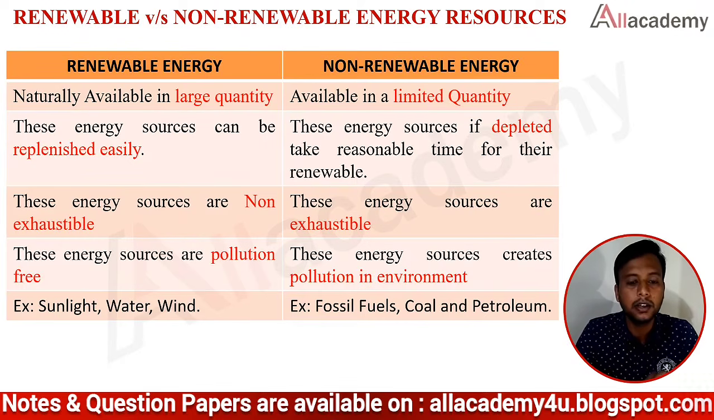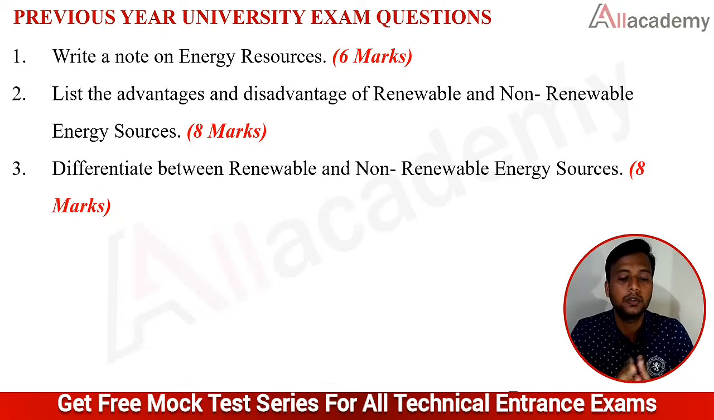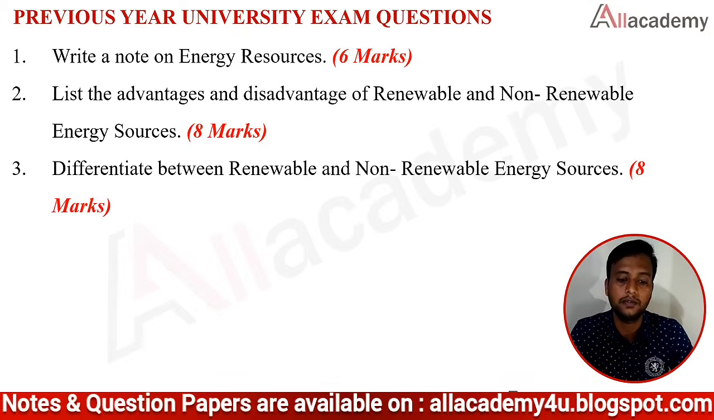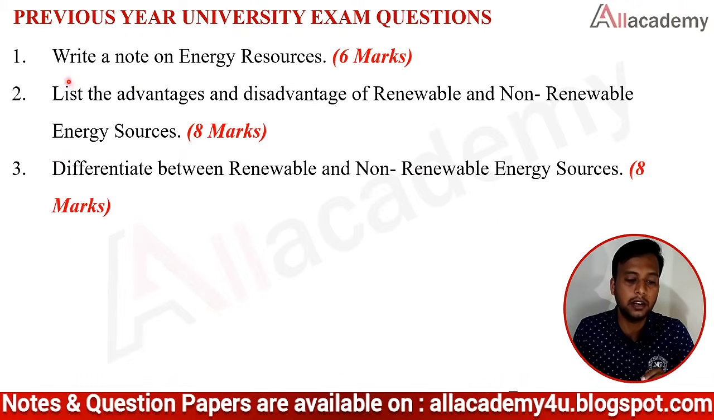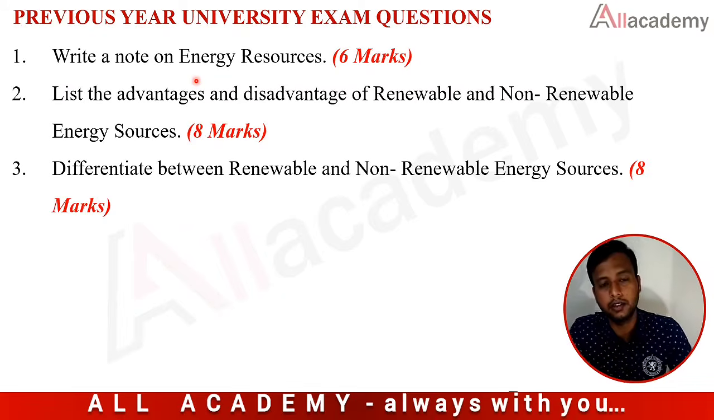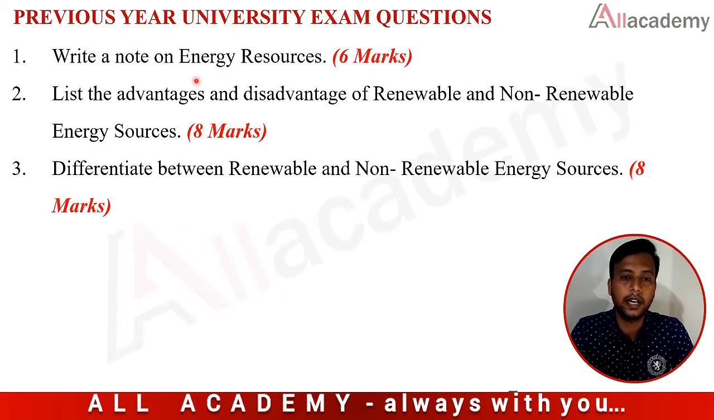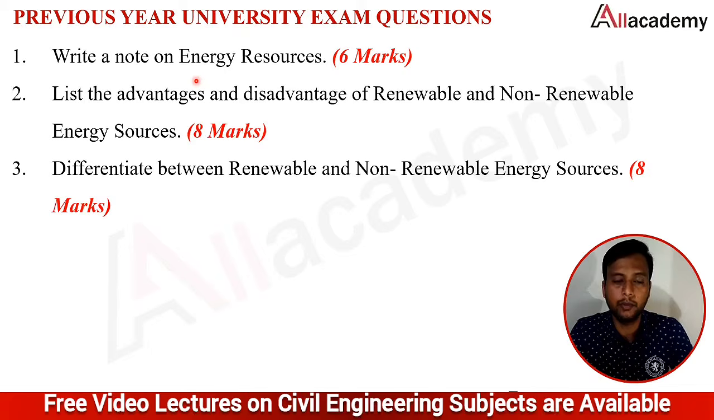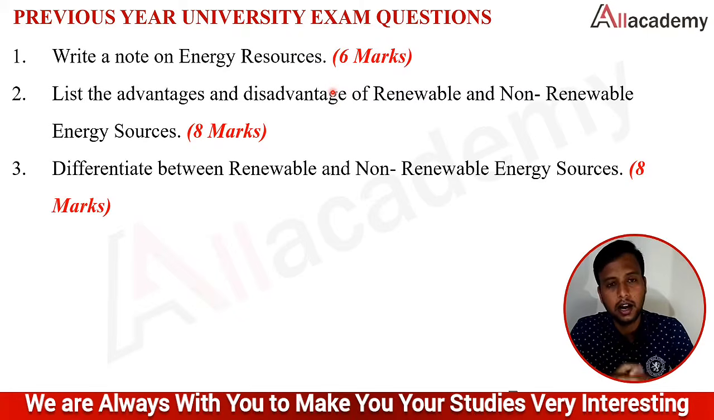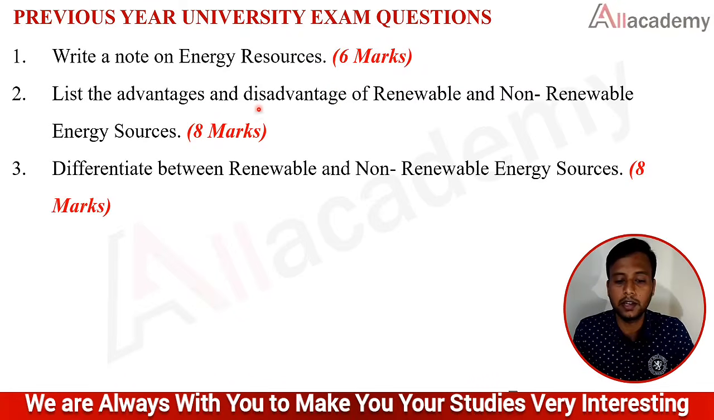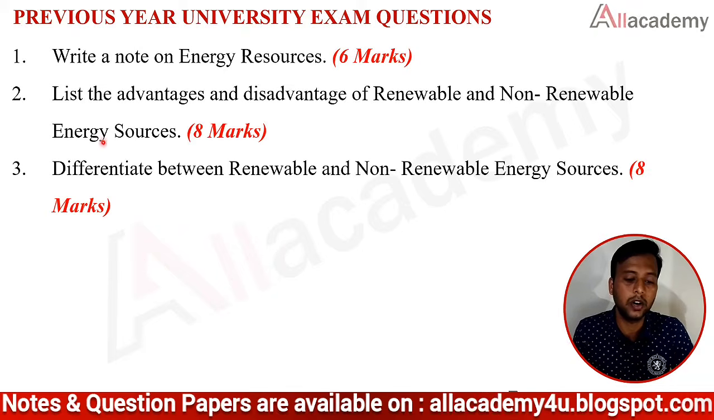So let us look into the previous year question papers on this topic, how the questions are framed, and what the weightage of marks is. In previous years, one of the most repeated questions is to write a note on energy resources. For this you have to write the definition of renewable resources with an example and non-renewable resources with an example, and this question is asked for 6 marks. Another question is to list out the advantages and disadvantages of renewable and non-renewable energy resources, which is asked for 8 marks.